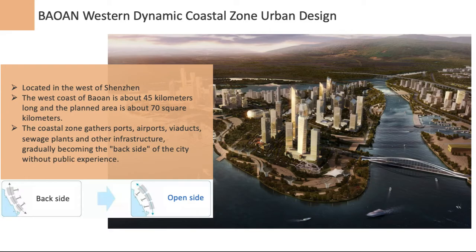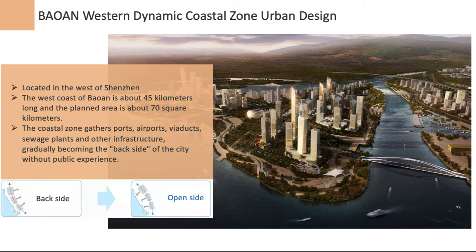Next are some cases about Shenzhen. This case is Bao'an Wisdom Dynamic Coastal Zone Urban Design. Bao'an Wisdom Dynamic Zone is in the west of Shenzhen. The west coast of Bao'an is about 45 kilometers long, and the planned area is about 17 square kilometers.